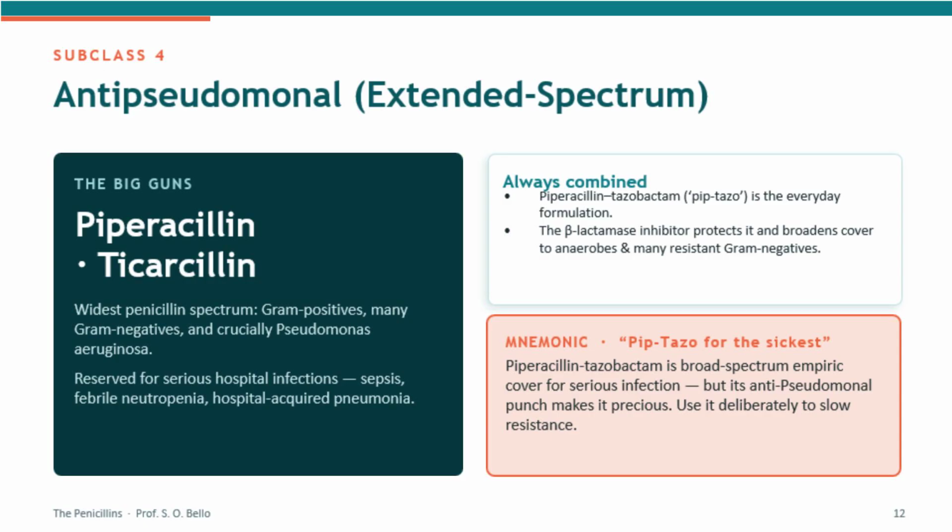It comes paired with the lactamase inhibitor tazobactam as piperacillin-tazobactam, affectionately called pip-tazo. That combination protects the drug and extends cover to anaerobes and many resistant gram-negatives. A word on stewardship, because pip-tazo is one of our most reliable anti-pseudomonal agents. We use it deliberately, not casually, to preserve it. My shorthand is pip-tazo for the sickest.